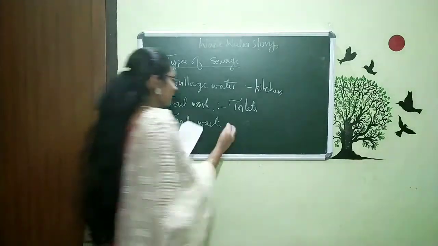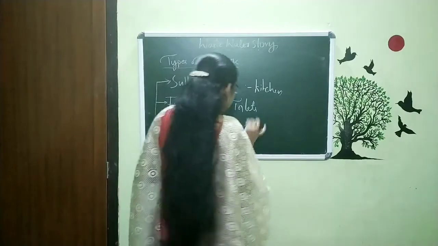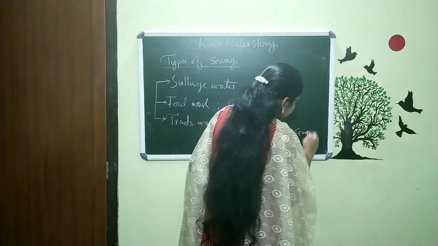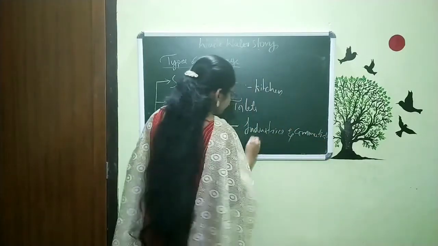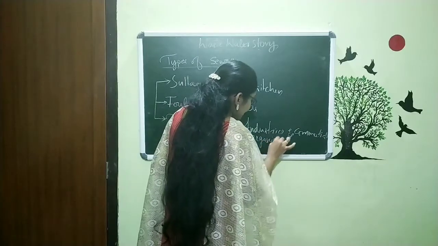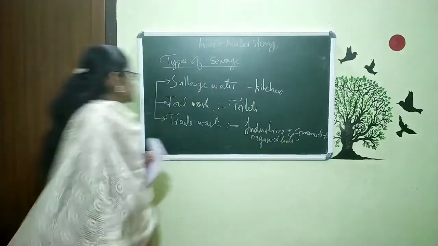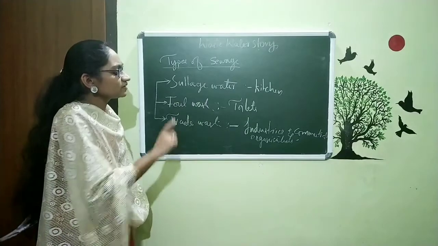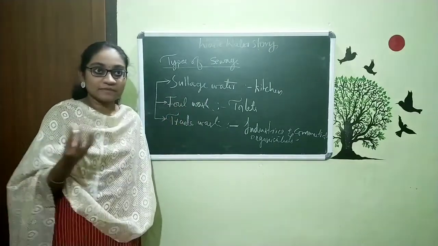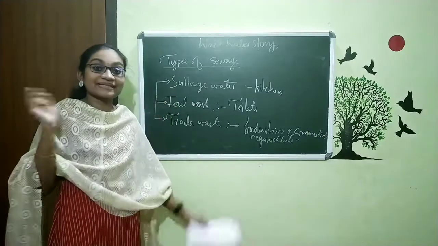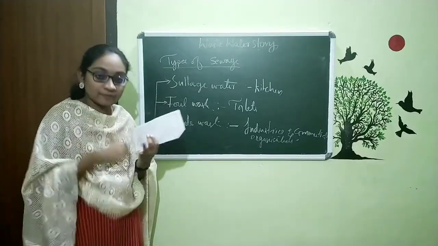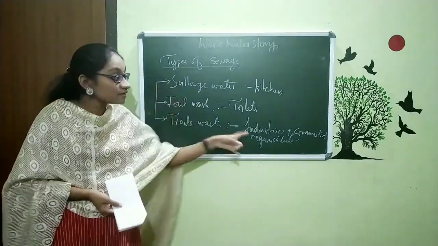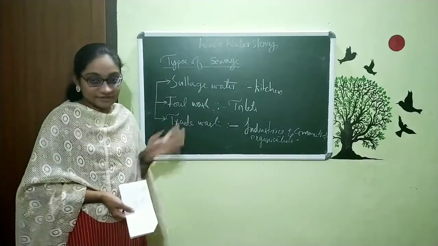And next is trade waste. This waste is from the industries and commercial organizations. So we can say trade waste means the industrial and the commercial organizations. From there we can see waste like chemicals that cause soil pollution, air pollution, and water pollution. Some of the chemicals are eliminated from the industries. That is called trade waste.